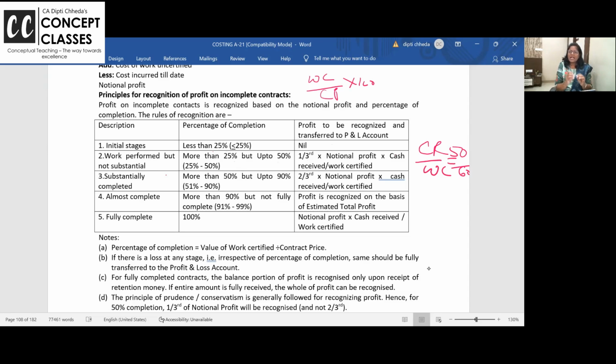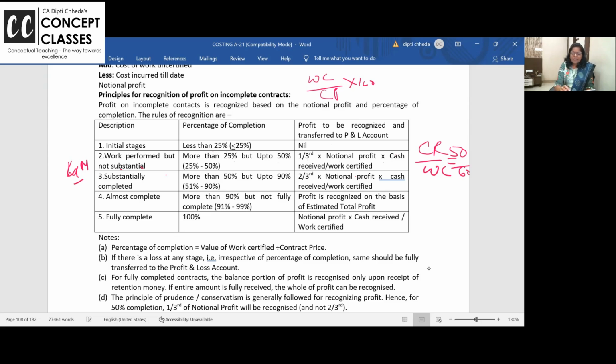Work certified is that part of the contract which is over. So I told you 60% work I have done. Why are you not paying me 60%? A part of it you will retain and you will pay me 50 rupees. So they are saying notional profit, 1/3 you recognize in the proportion of cash received by work certified. When you do 2-3 problems, only this part is also asked for a 4 marks question. I'll see if I can share that. But if you write this 2-3 times, it will come to you.